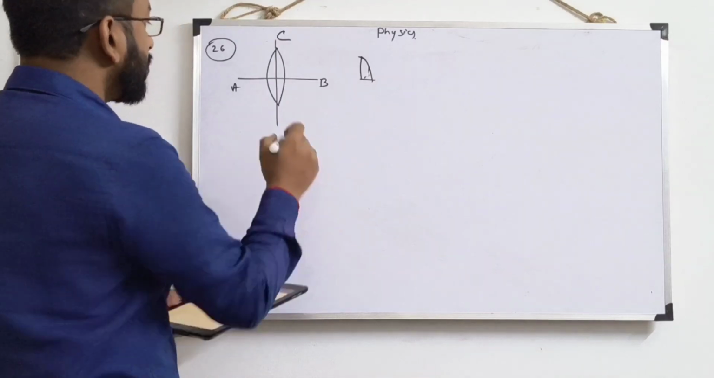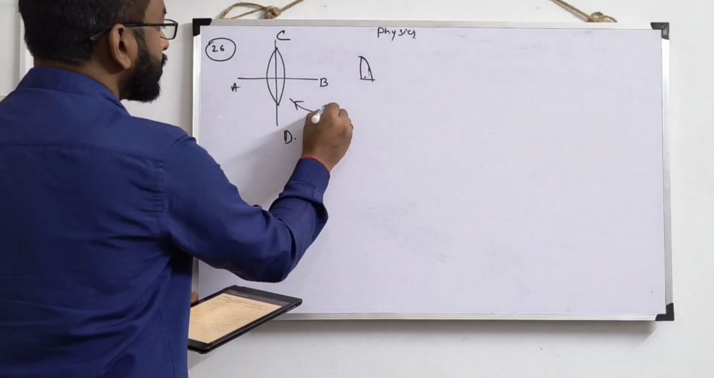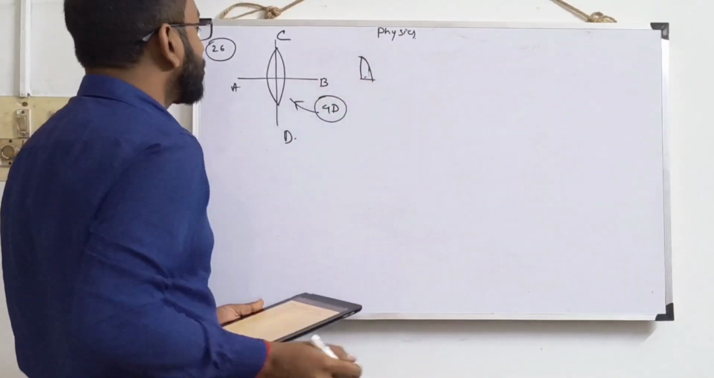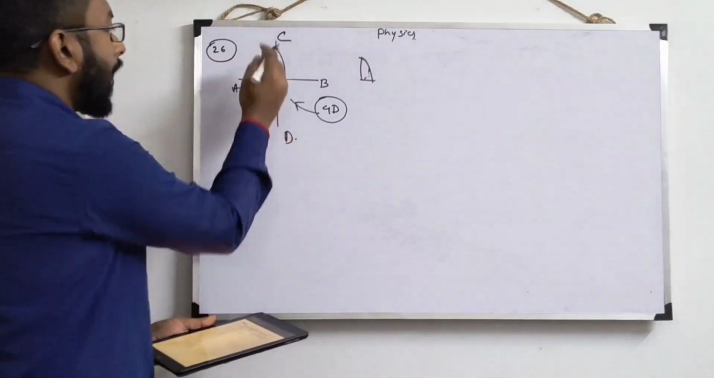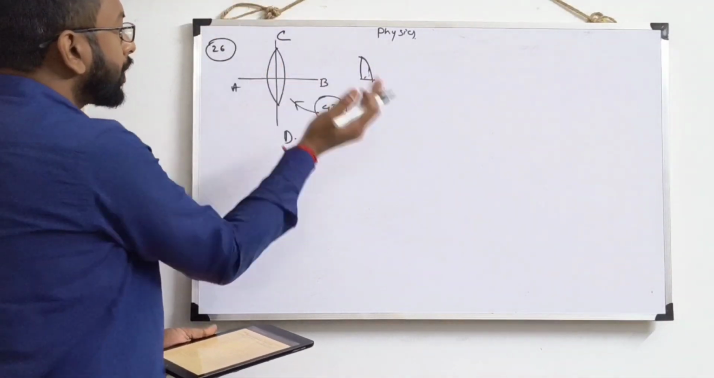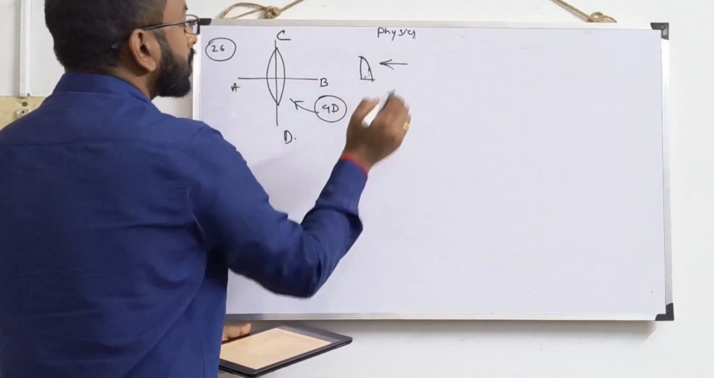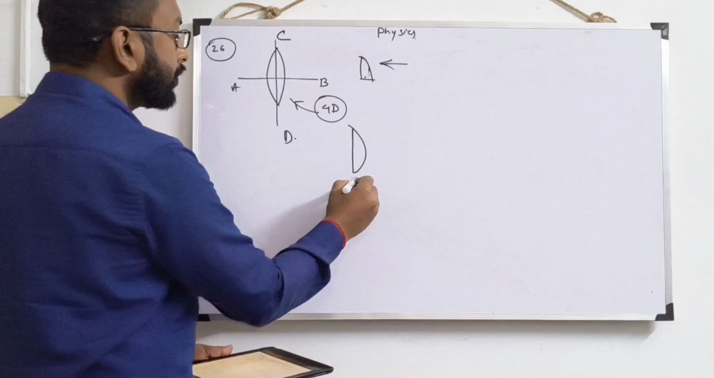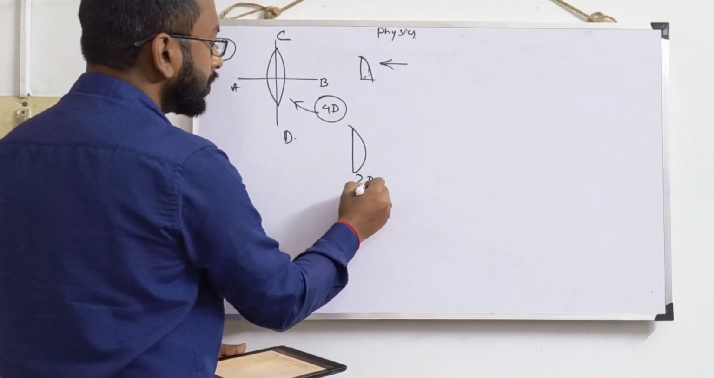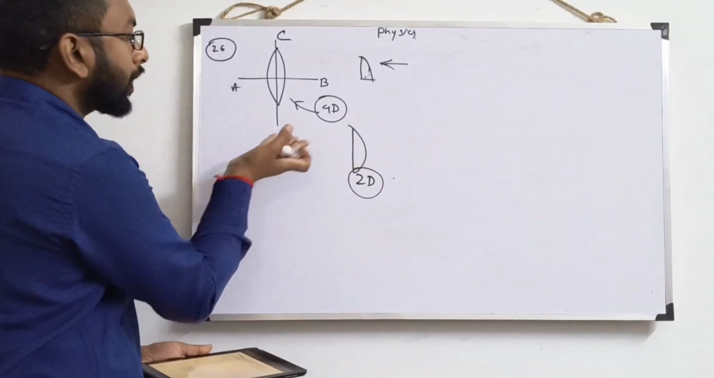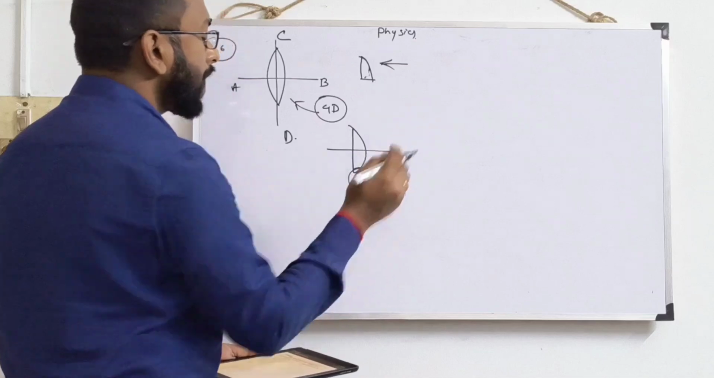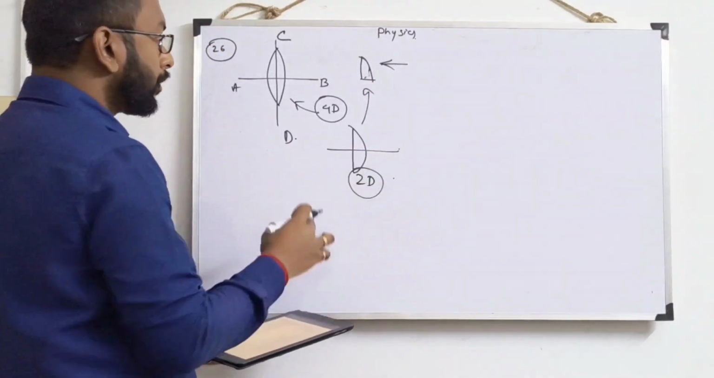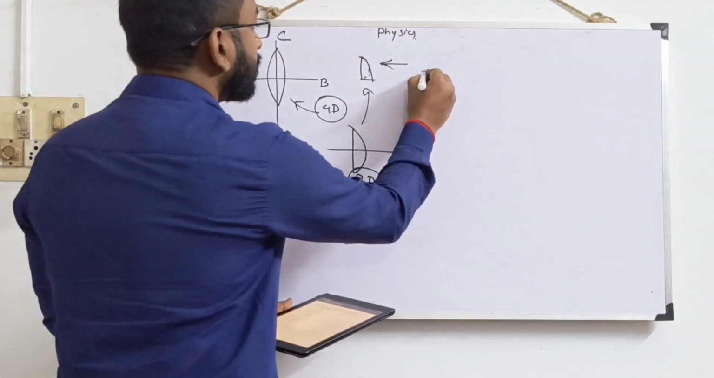The power of the original lens is 4D. What will be the power of this lens? When I cut a lens along CD, the power gets halved. This is a half of the initial lens, so its power will be half of this, 2D. What happens when you cut again this lens along this axis? It will be like this. Then there will be no change in the power. So the final power of this lens will be 2D only.